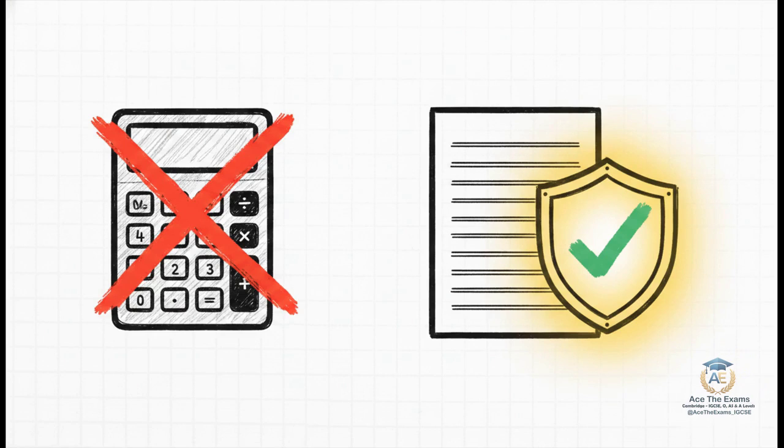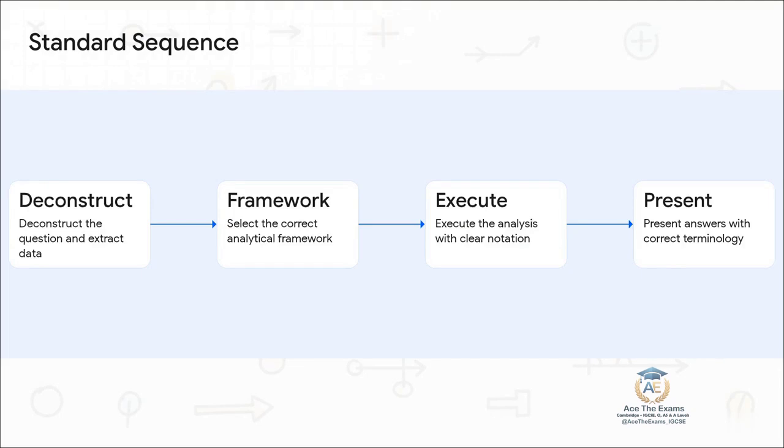This is called systematic processing. The examiners are actively looking to reward you for your logical process. Your working out is literally your insurance policy. Never, ever skip it. Let's slow down the pacing here for a second, because this right here is your ultimate blueprint. This is a standardized 5-step sequence for solving complex physics problems.